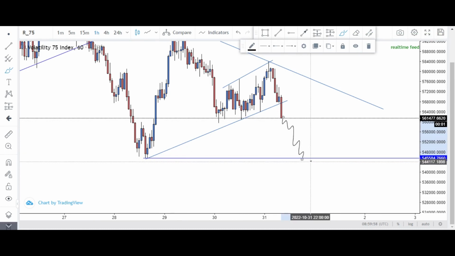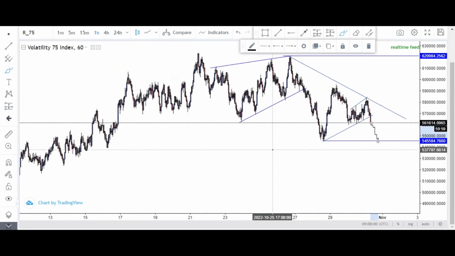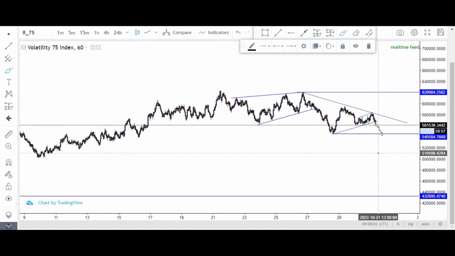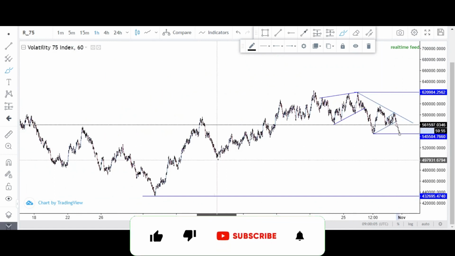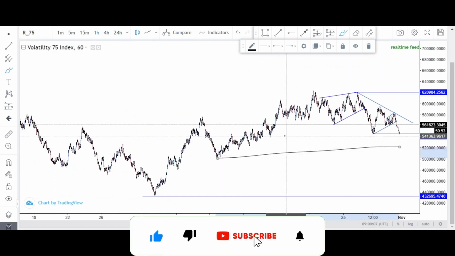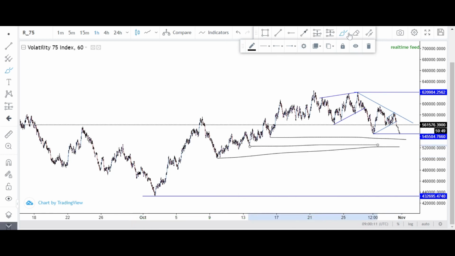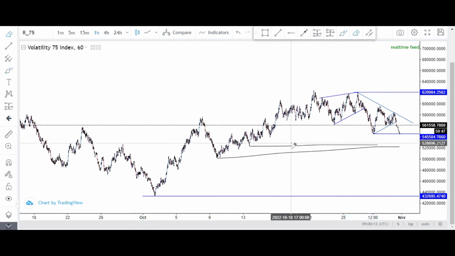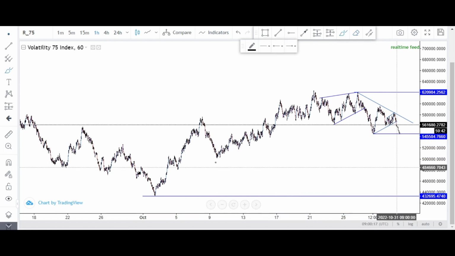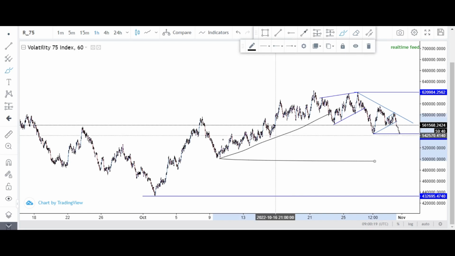So I'm looking for selling opportunities all the way to this level over there. Then what happens? Then this will be my next target. So you can be targeting these lows as this market moves, because remember, we have a much bigger correction over here. So look at that.